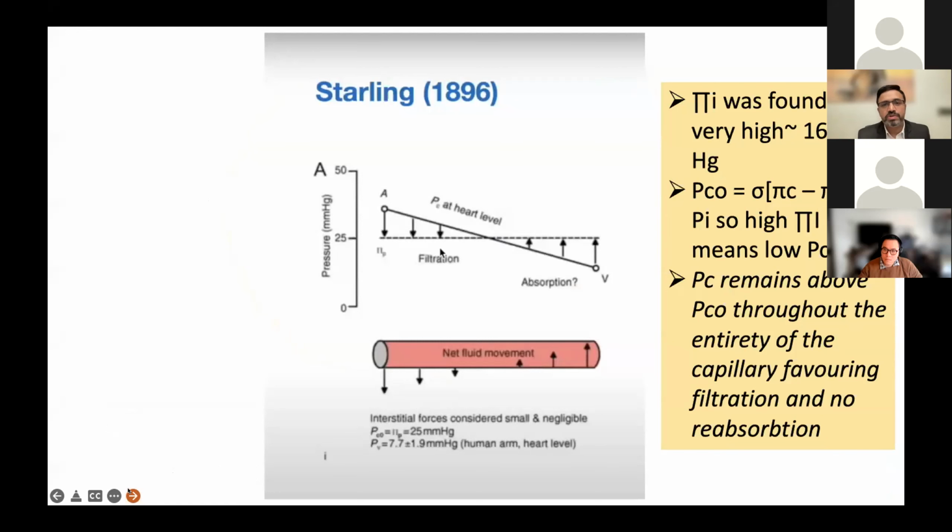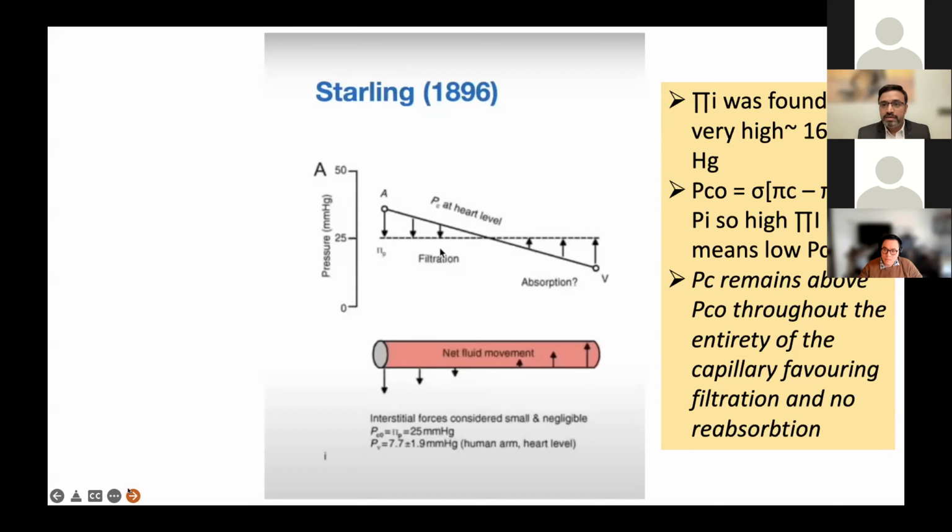But there were certain problems with this baseline theory. First of all, at that stage of time, the interstitial oncotic pressure could not be measured. But with newer advances, when we started measuring the interstitial oncotic pressure, it was found to be very high, around 16 millimeter mercury. So that is one problem. Remind you, the interstitial oncotic pressure is something which allows the fluid to be drawn from the capillary into the interstitium. So that is a net filtration force, and that is found to be very high.